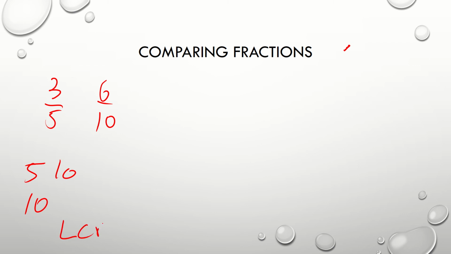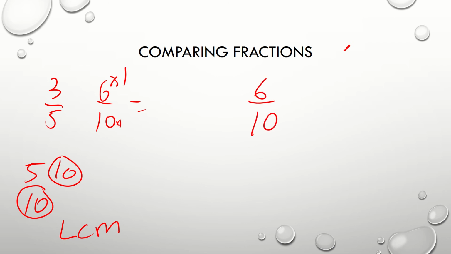My LCM in this case, my least common multiple, is 10. Now we're going to write equals next to it, and now we're going to write this first one out. We go 10 times 1 and 6 times 1. Nothing changes with this fraction here because we have 10 as our denominator already, so we don't have to do anything up top. 6 times 1 is 6.